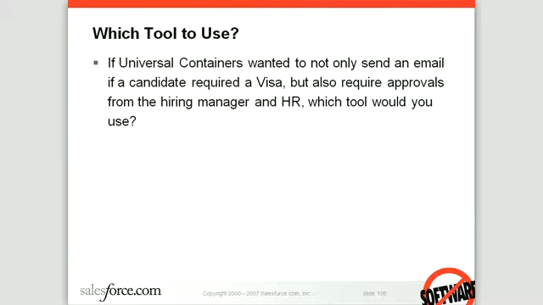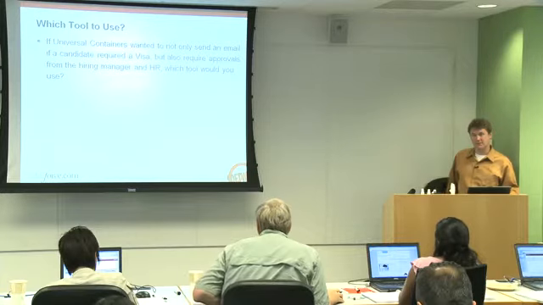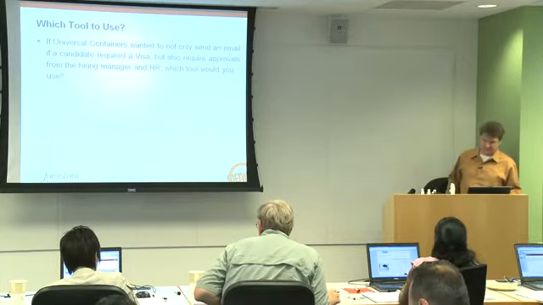If Universal Containers wanted to not only send an email if a candidate requires a visa, but also require approvals from the hiring manager and HR, which tool would you use? Approval process. We need to come up with a word other than approvals in there because that kind of gives it away. So approval process. All right, very good.